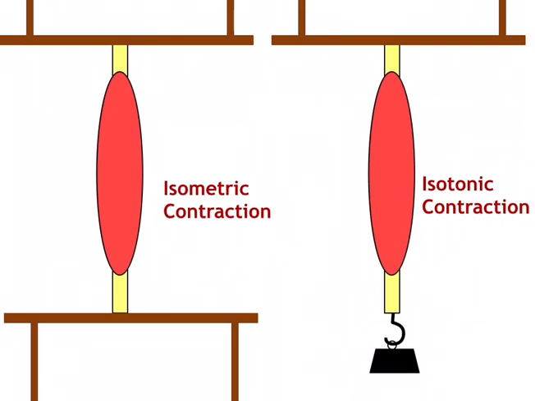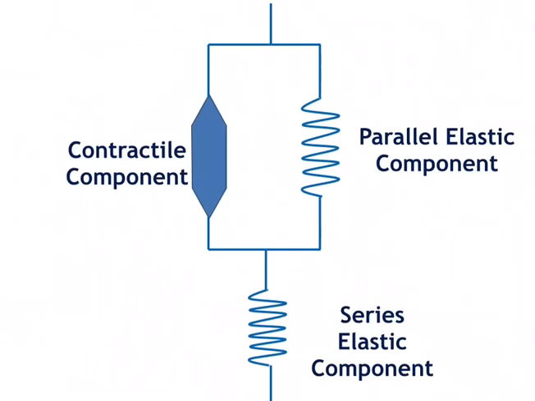An example is when you lift a weight from the ground. It's an example of isotonic contraction. And when you push a wall, the wall will not move. Hence, that is isometric contraction. Different parts of this muscle, for example, you have a contractile element which is the sarcomere, and there is a parallel elastic element and there is a series elastic element.